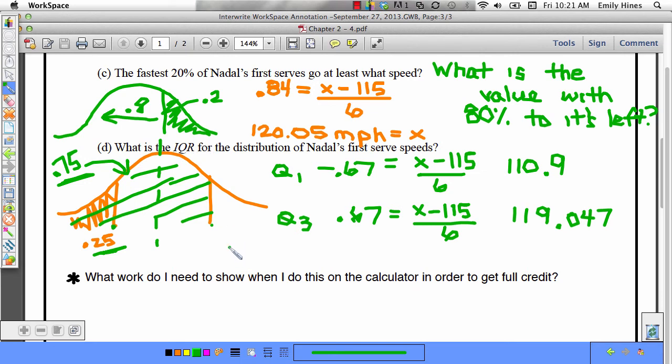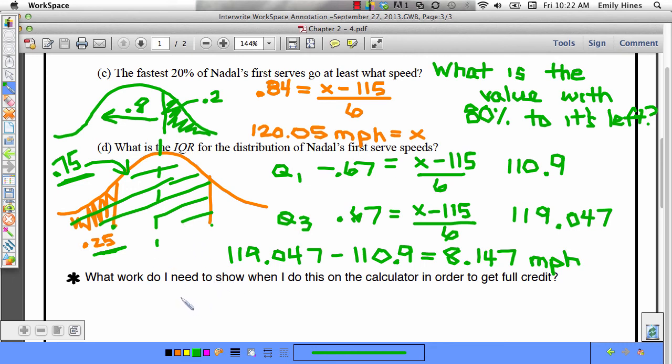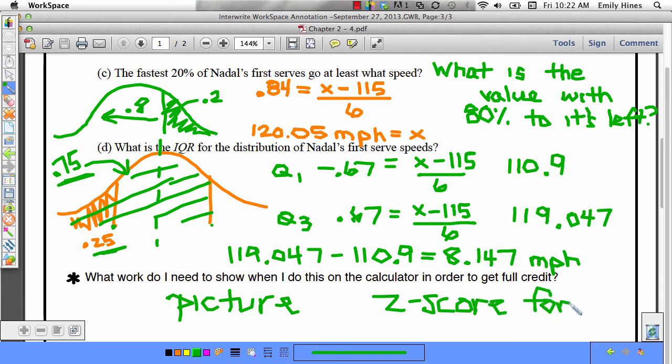To find the IQR, I just subtract Q3 minus Q1, and I get 8.147. To conclude, I say the IQR for the distribution of Nadal's first serve speeds is 8.147 miles per hour. What work do I need to show to get full credit? You need to show the picture and the z-score formula, or you are not getting full credit.